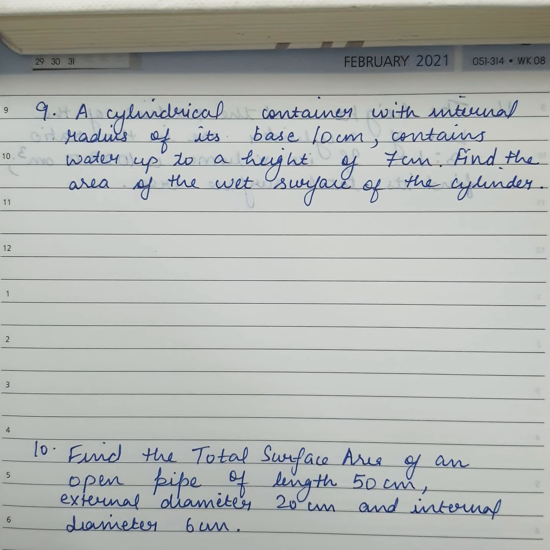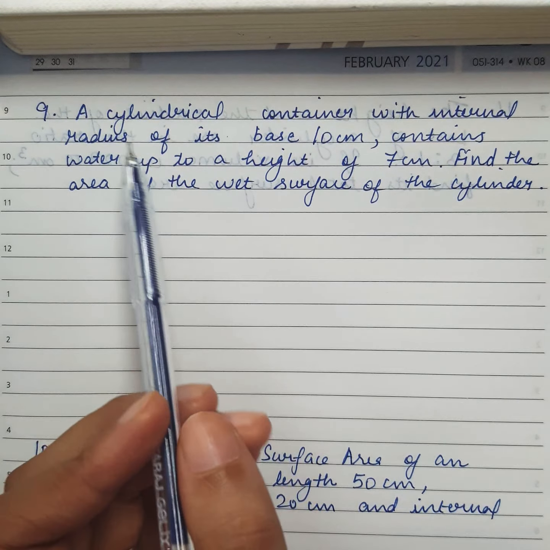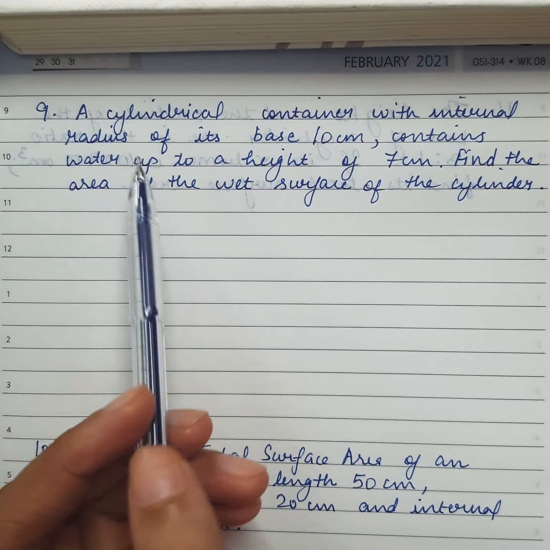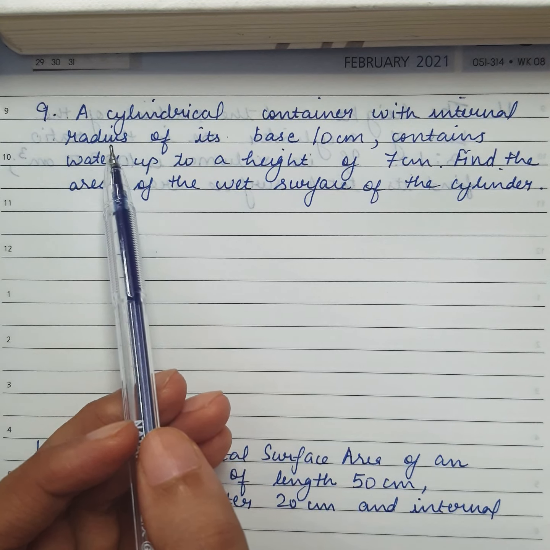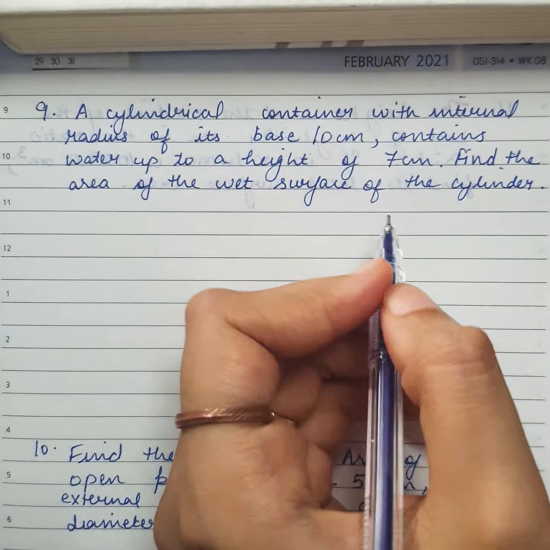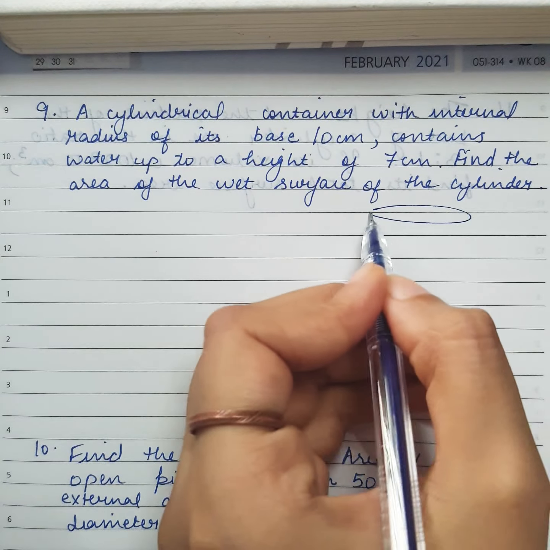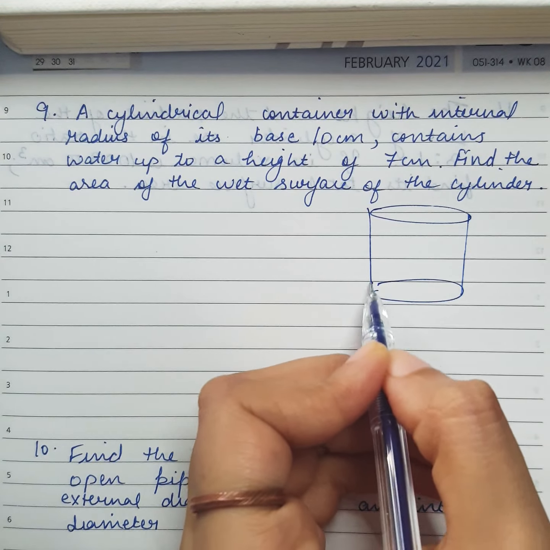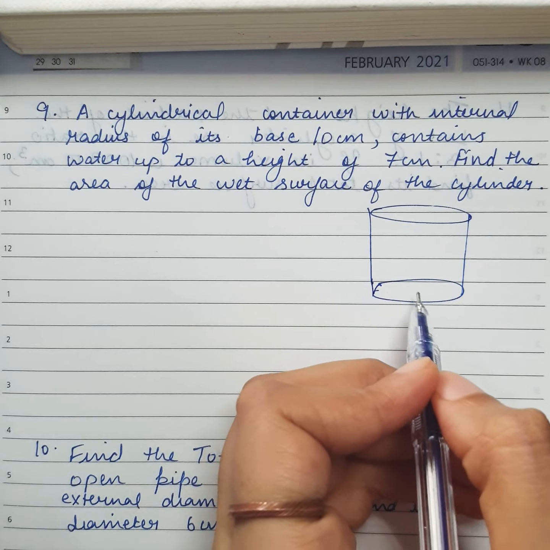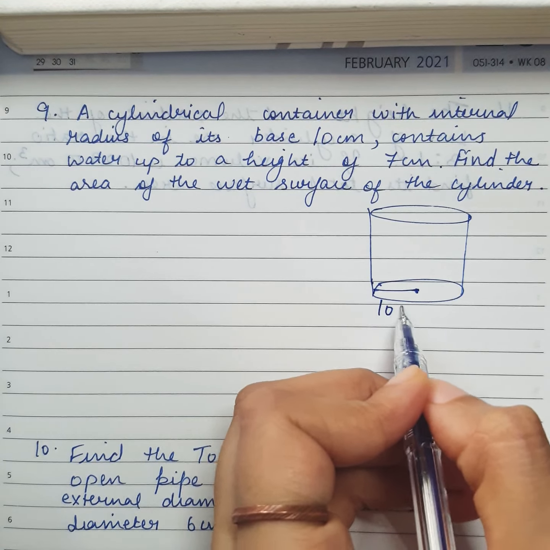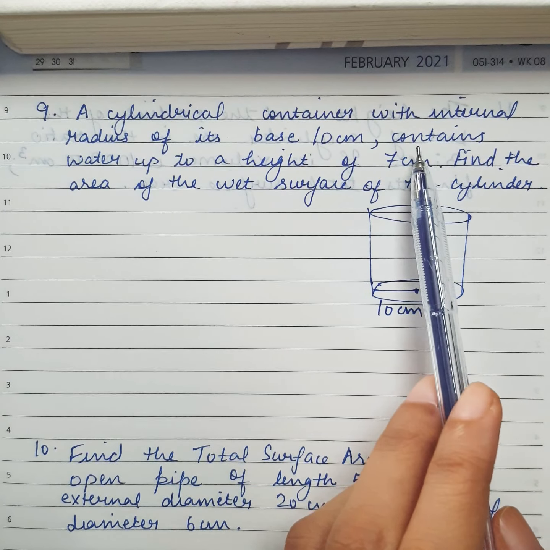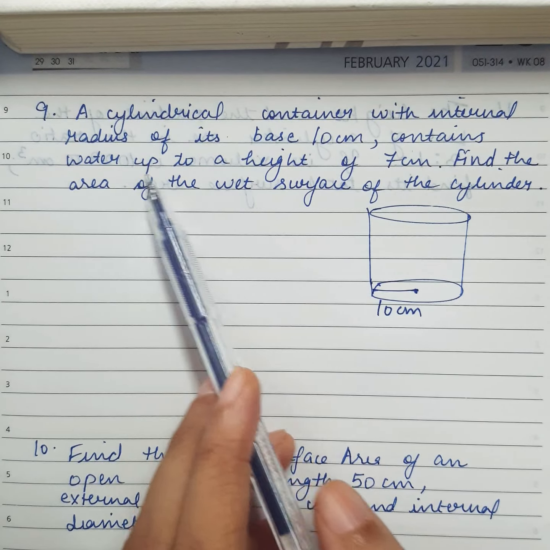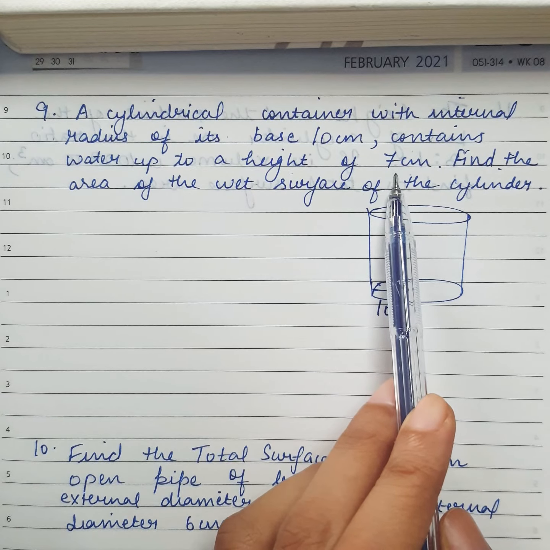Okay, so these are the next two questions. Actually this one is quite simple. Let's see. A cylindrical container with internal radius of base 10, cylindrical container. I suggest you also to draw a rough diagram. It is very helpful for the visuals. Contains water up to a height of 7 centimeter.